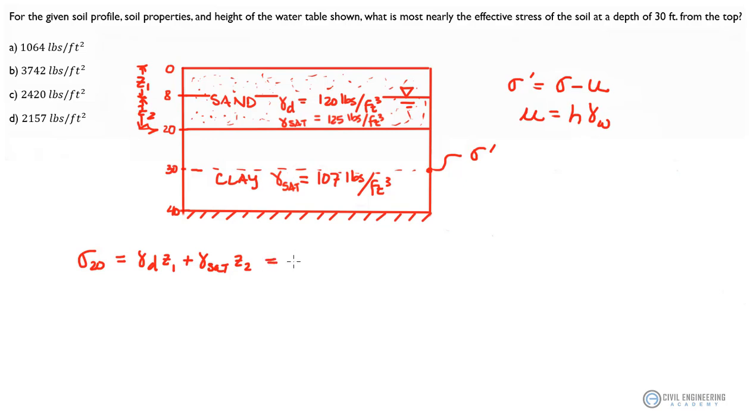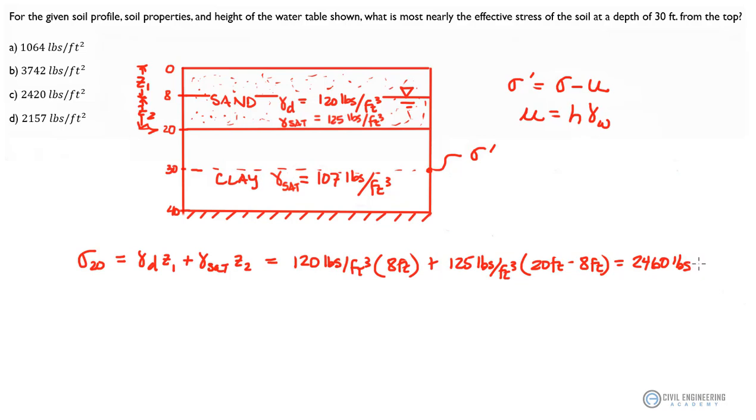So our dry unit weight, we're told, is 120 pounds per cubic foot. And we're going to times that by our Z1 depth, which was 8 feet. And then we're going to add that to our saturated unit weight, since the sand is below the water table at that point. And we're going to times it by Z2. Well, Z2 is basically 20 feet minus 8 feet. If we calculate that, we should come up with 2460 pounds per cubic foot. So that's our total stress at 20 feet below the surface.